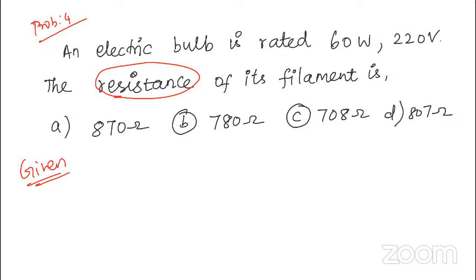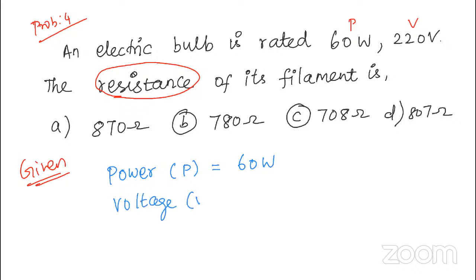What about the resistance value? And here for this, they are given the power value, that is P, and the voltage value, that is V. So first, write down the given values. Here the power P value should be equal to 60 watts, and the voltage V is equal to 220 volts.